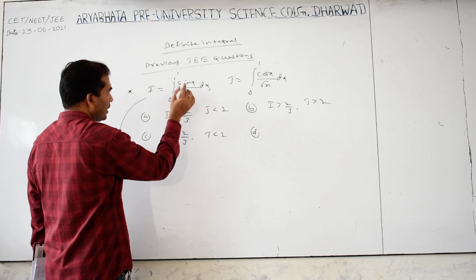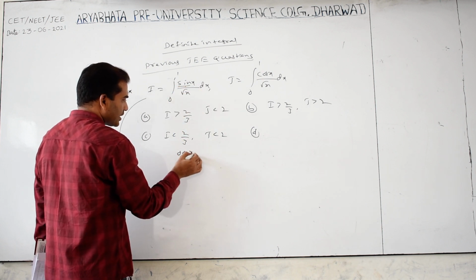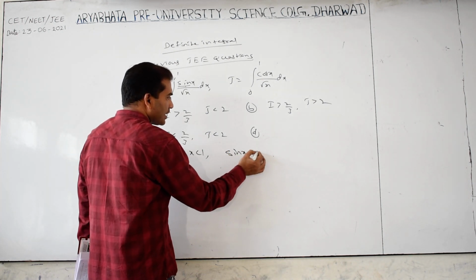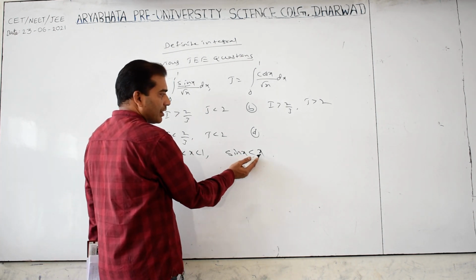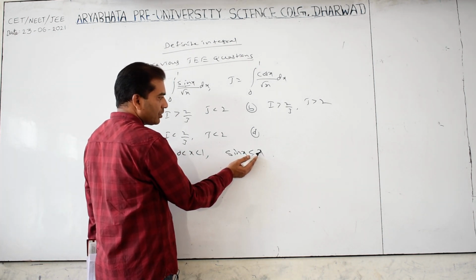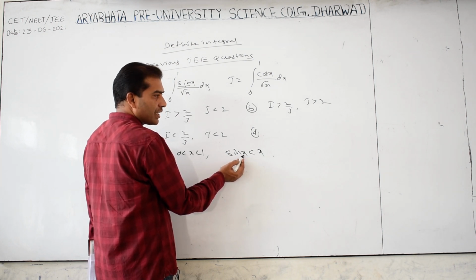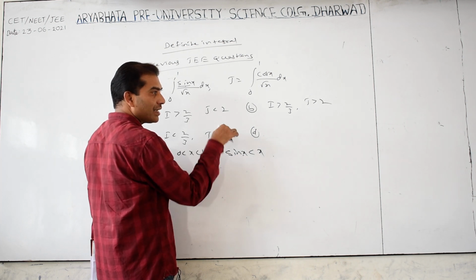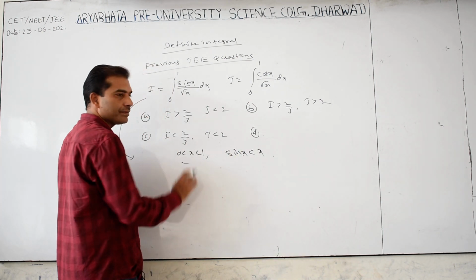In 0 to 1, what is the relation between sin x and x? If x lies between 0 and 1, sin x is less than x, because x is in radians. If you take x equal to 1, it means 57 degrees. So sin 57 degrees is near sin 60, which is root 3 by 2, and root 3 by 2 is less than 1. So this is small and this is big in this interval.